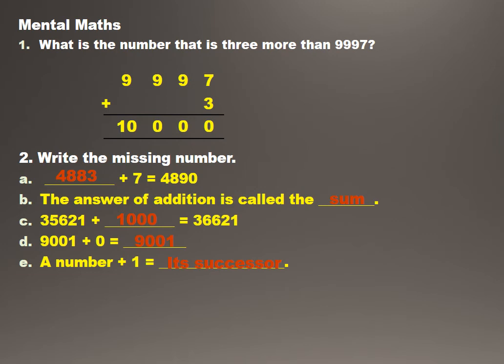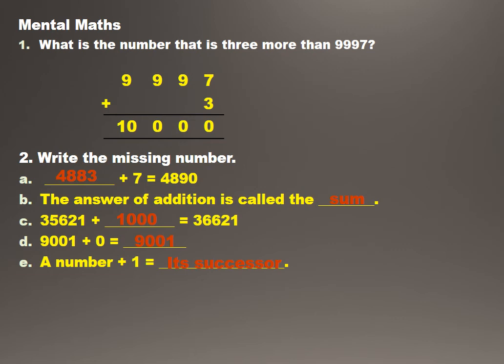First, what is the number that is 3 more than 9997? Can you tell me this? What is the number that is 3 more than 9997? Yes, more than means you have to add 3 in the given number. So 9997 plus 3 is equal to, yes, 10,000.